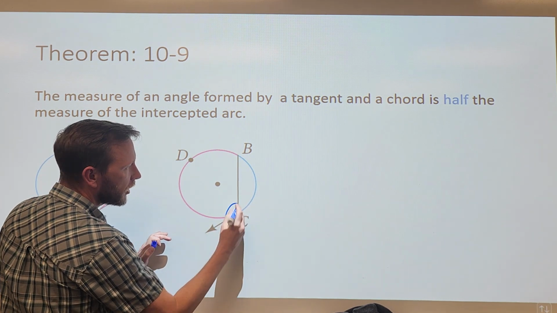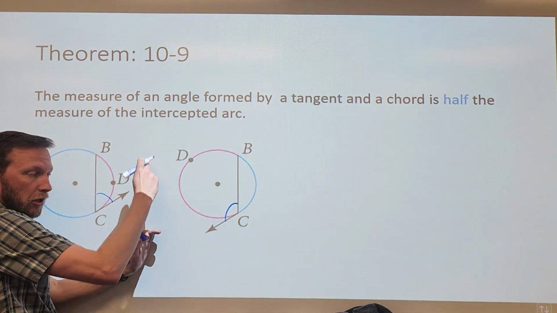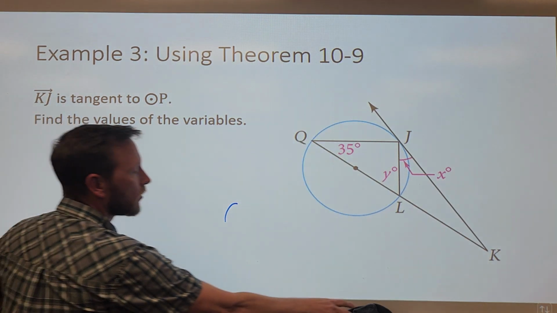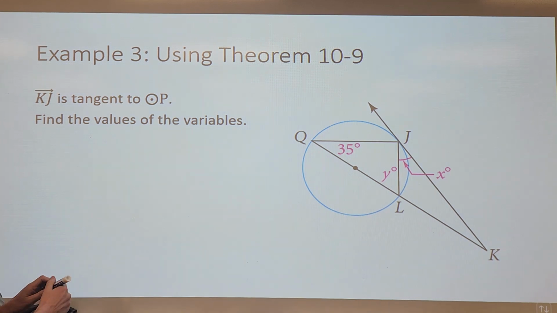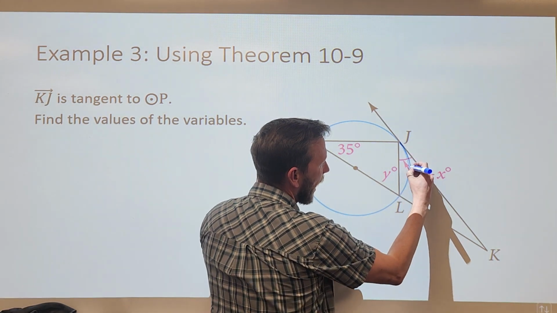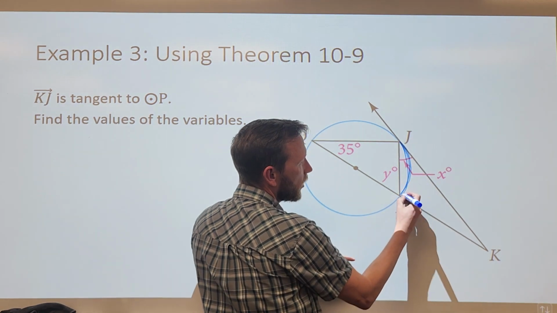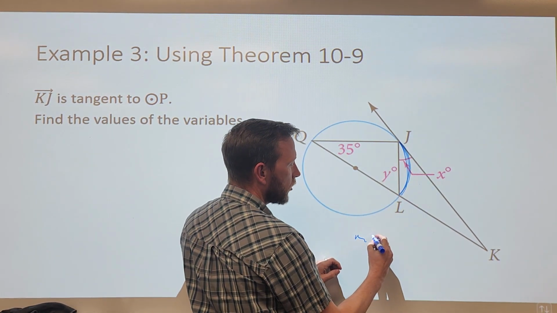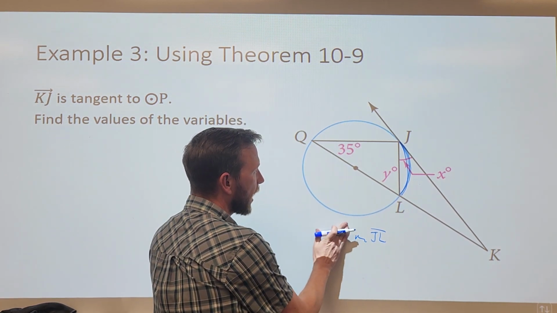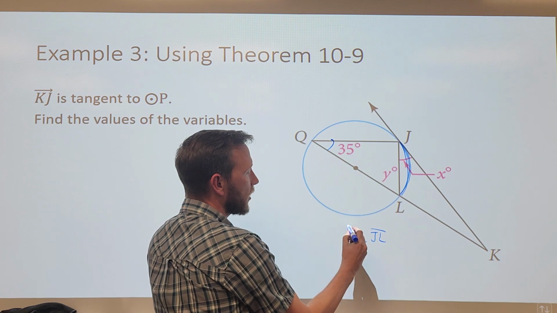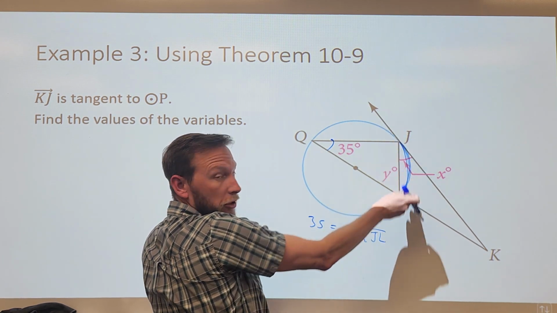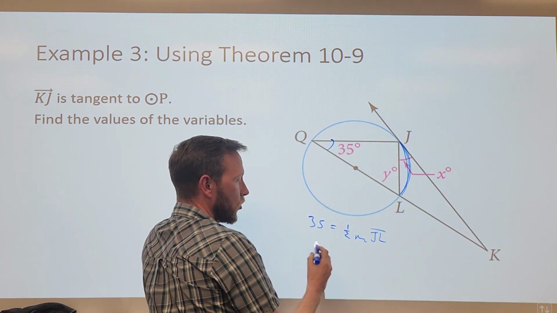Likewise, this angle here is going to be half the measure of this major arc. So let's apply that. Pause the video if you need. I went a little quickly through that. So here we're going to know that the measure of this angle is going to be half the measure of this arc. All right, but we know that the measure of arc JL is going to be twice as big as this inscribed angle. 35 is half the measure of that arc.